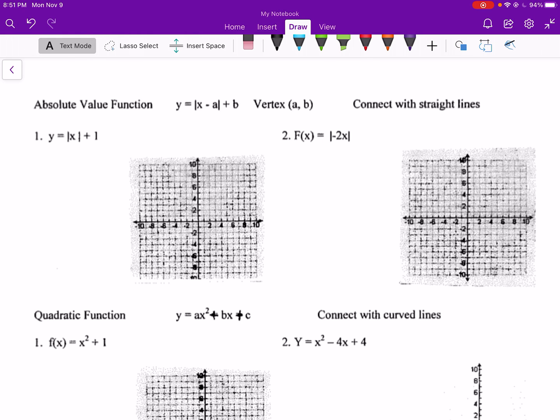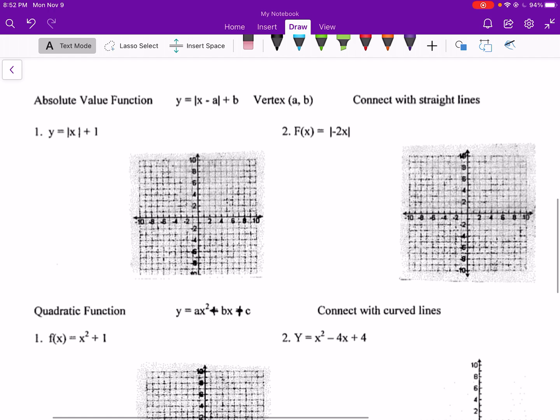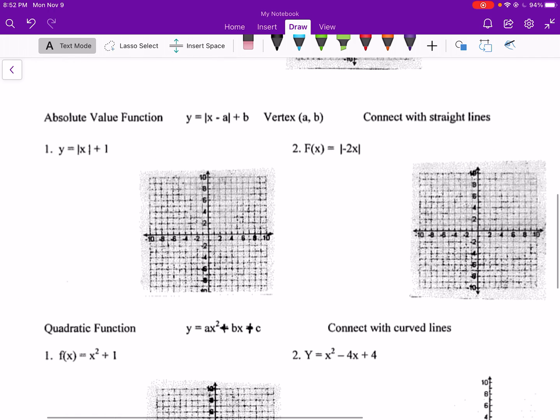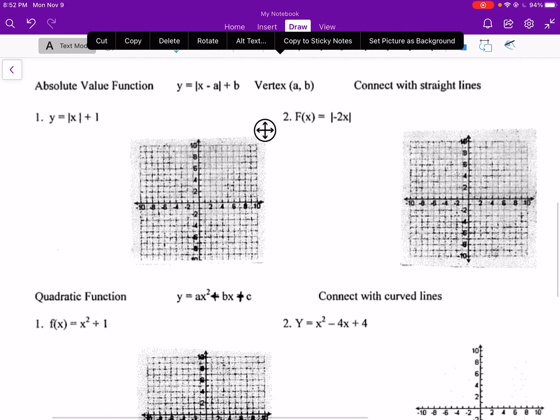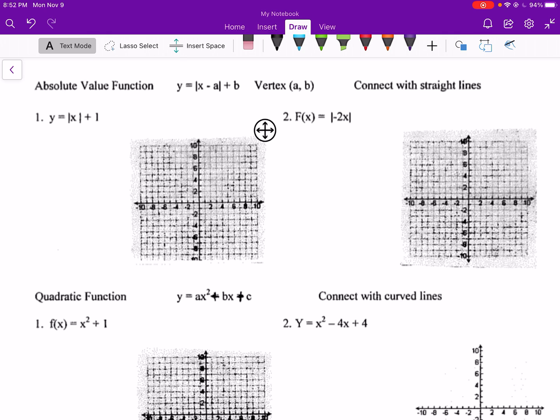We are still on 5.3 function families. Today we're going to start the absolute value function. So everything you're going to know is in this function family. It's going to be easy to identify because it's going to have an absolute value sign. So absolute value function. It has an absolute value sign.